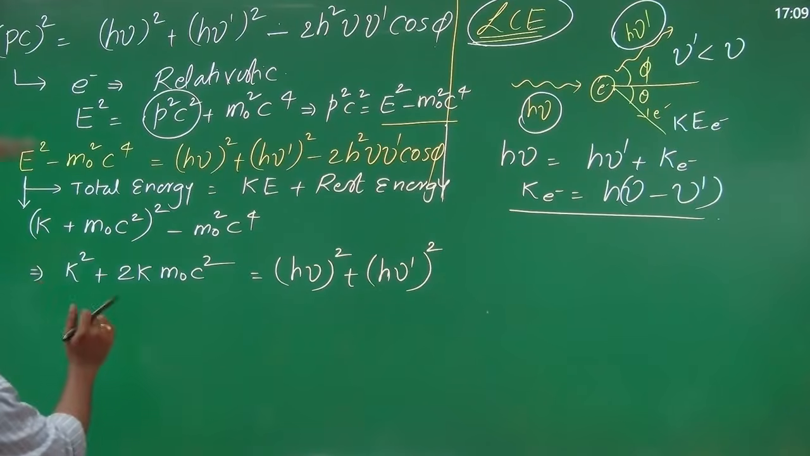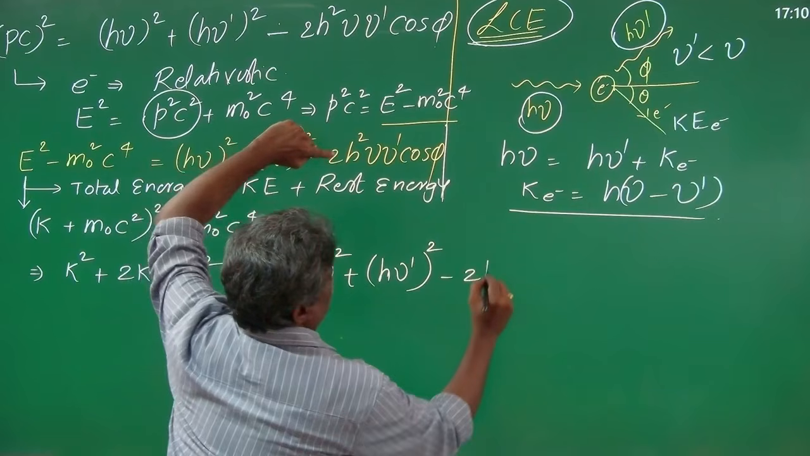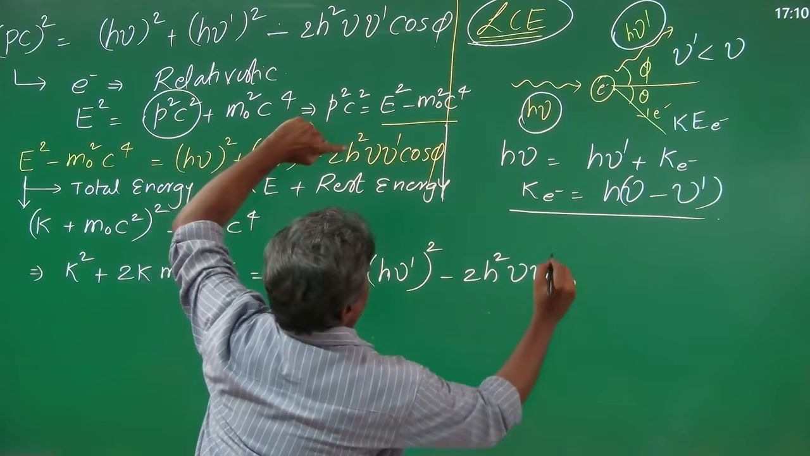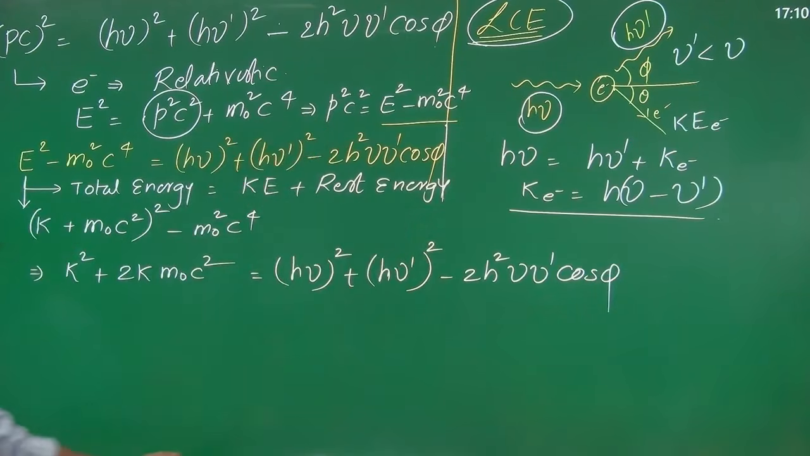See here, we have written this, and after that we substituted. After that again substituted, simplified. That's it, that's the mathematics. No need to worry. Minus 2h square nu nu prime cos phi. It's cool.